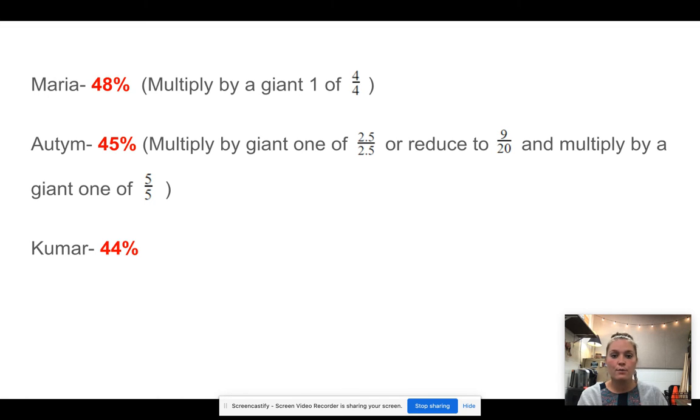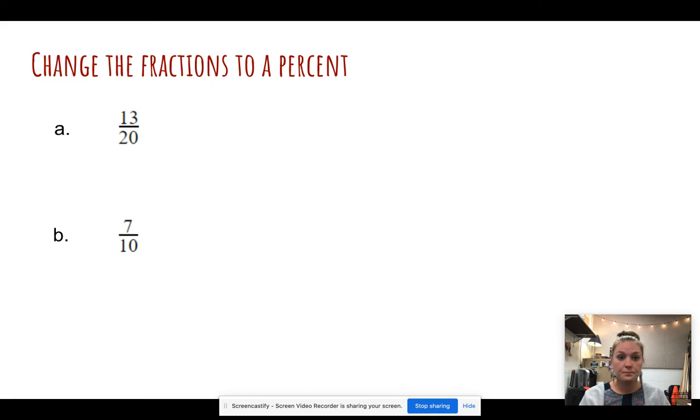Autumn, there's a couple ways you could have done this. Hers was 18 out of 40. Now, it's kind of hard to figure out the number to multiply 40 by to get to 100. That number is 2.5. So if you didn't know that, you could have also reduced 18/40ths to 9/20ths because 20 is a nice number to get to 100. 20 times 5 is 100. So you would take 9/20ths and multiply it by the giant 1 of 5 over 5 to get 45 out of 100, which is 45%. So now you can clearly see that Maria flipped the highest percentage of heads.